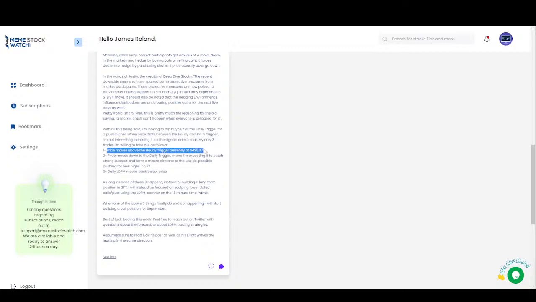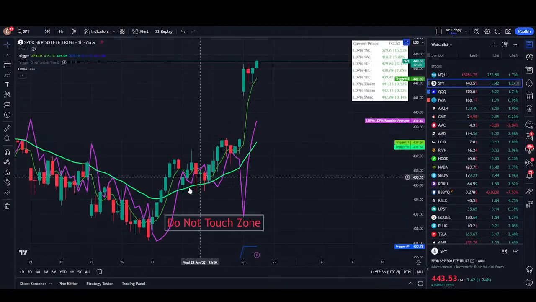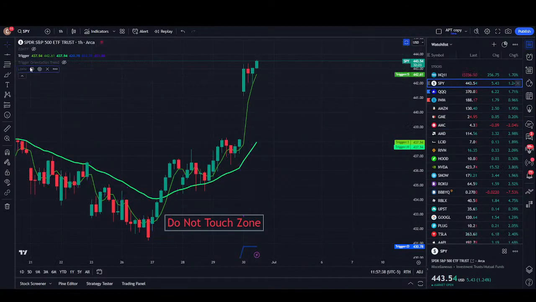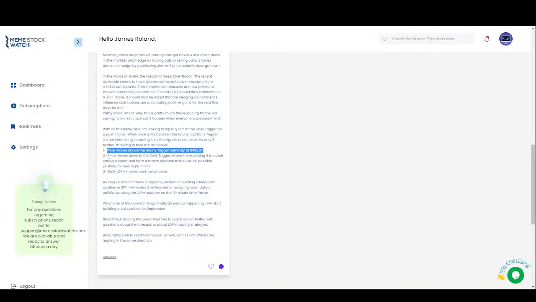Price moves above the hourly trigger, currently at 435.36. So let's go to SPY. And here was the hourly trigger right here. So if we bought this at 434, the hourly trigger, you're up $9 right now on that trade. I'm on some. That was the first trade. I watched you take those on stream. I've got 443s to 448.